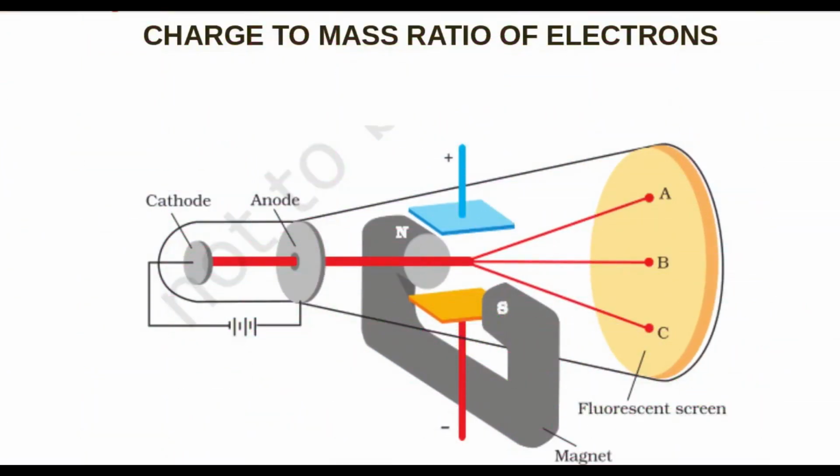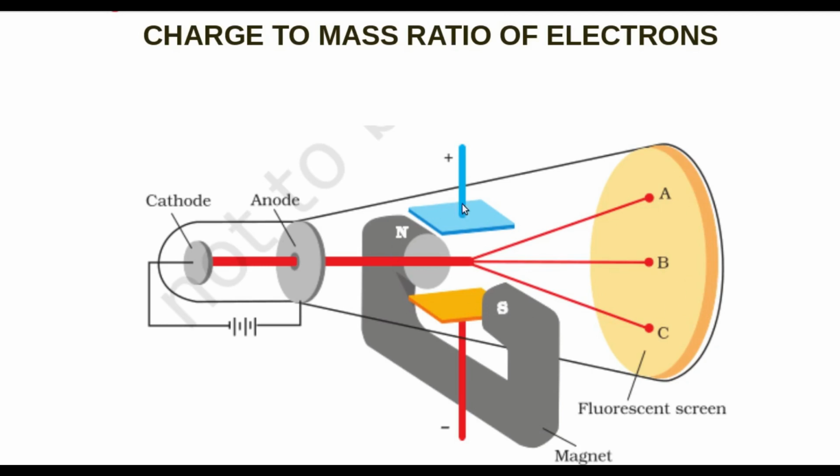Later, J.J. Thomson did the same experiment with a modified discharge tube to find out the charge to mass ratio of electrons. For this, the cathode rays ejected from the cathode propagate towards the anode, and through this anode, the cathode rays travel in a straight line and fall on the spot B on a fluorescent screen in the absence of electric and magnetic fields.